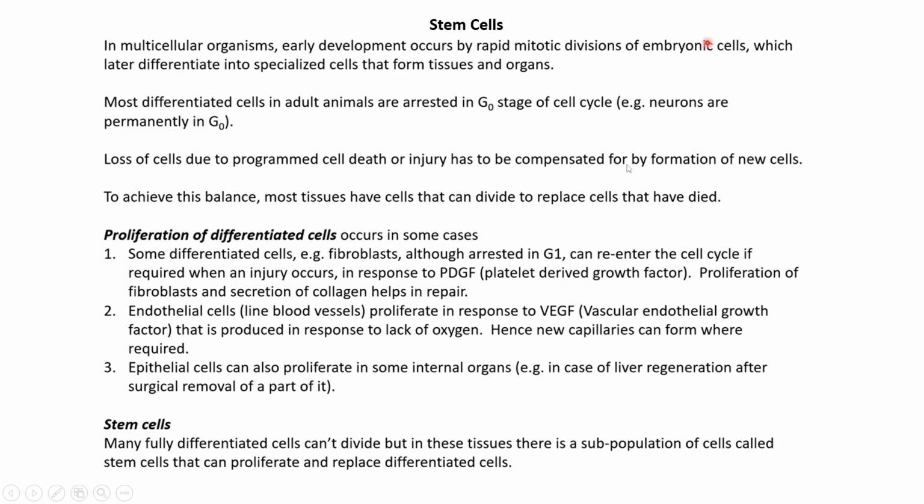Okay, so in the tissues and organs, proliferation of differentiated cells occurs in some cases. For example, some differentiated cells, such as fibroblasts, although arrested in G1, can re-enter the cell cycle if required when an injury occurs, that is, in response to PDGF. So when certain growth factors are there, they promote the fibroblast's movement from the G1 stage to the mitosis stage.